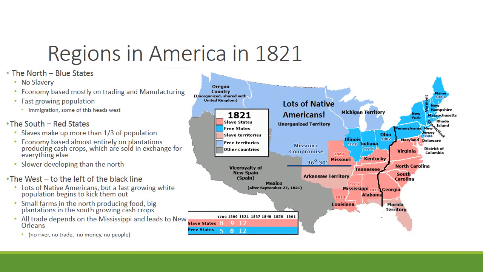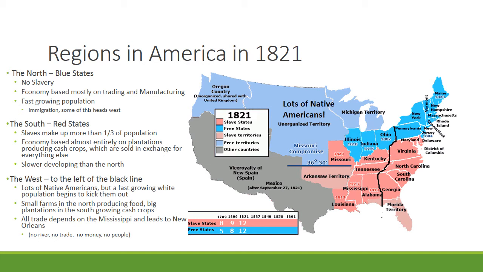And last of all, I want us to get an idea of the different regions in America. And this map is from 1821, but basically what it says is true for earlier in 1812 and also for later on also. So there are three main regions: the North, the South, and the West. So let's start with the North. So the North, which is represented by the kind of bright blue states at the top of the map, has no slavery. And basically, this is extremely important and makes it very different from the South.